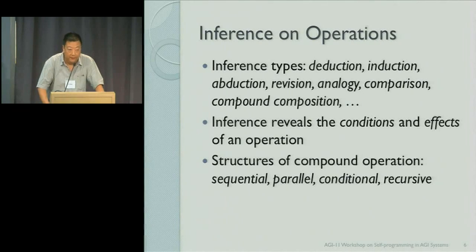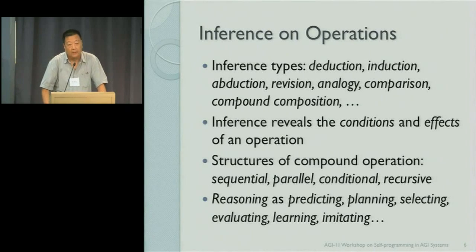So if you know operation A can have some result, and then is followed by B, then you'll see A followed by B as a unit that will have some condition and consequence. So in the future, you can take that unit as an operation by itself. In this way, you can recursively build bigger and bigger units. That, to me, is self-programming.